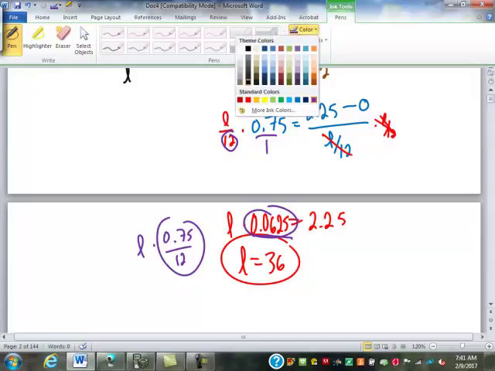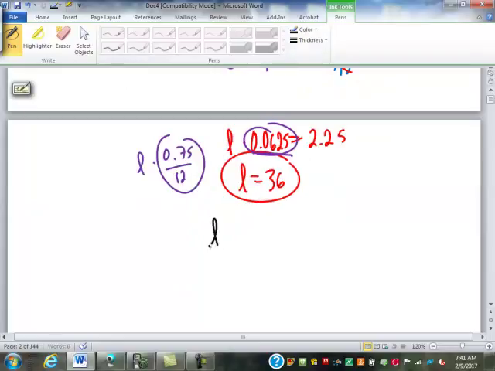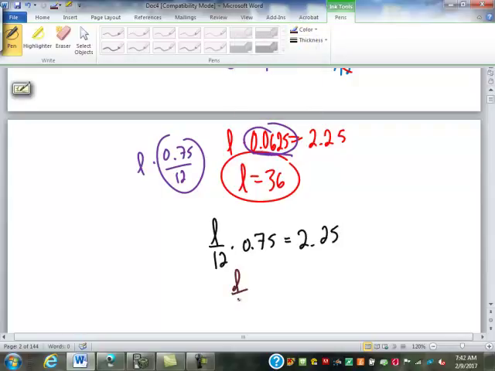So you get rid of the L over 12. Yep. L over 12 times 0.75. Divide by 0.75, okay. So you get L over 12 equals 3. And then you've got to multiply by 12. Yeah, that would work too.